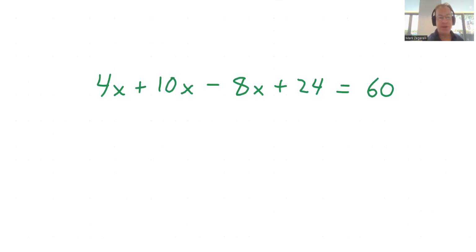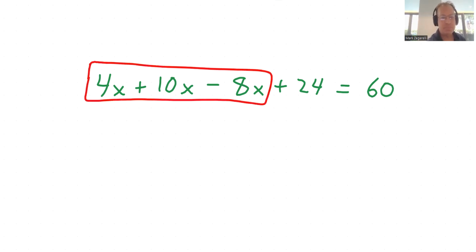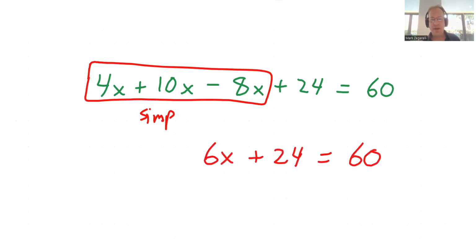Okay, so I left you in the last video with a problem. Maybe you've given this some thought. So the very first thing we're going to do is simplify. 4x plus 10x is 14x minus an 8x. 6x plus 24 equals 60. Okay, what's the next thing we want to do?